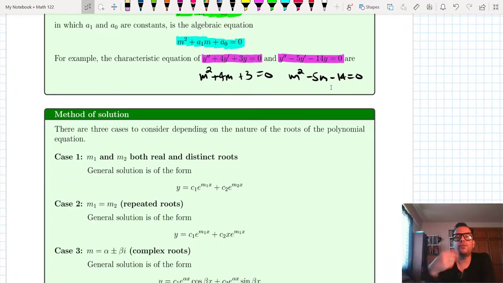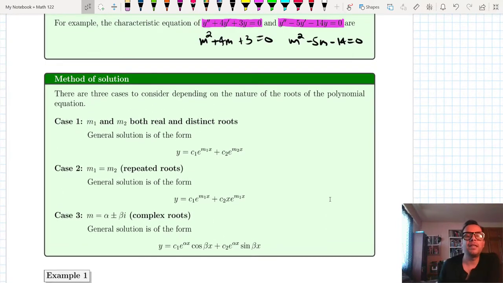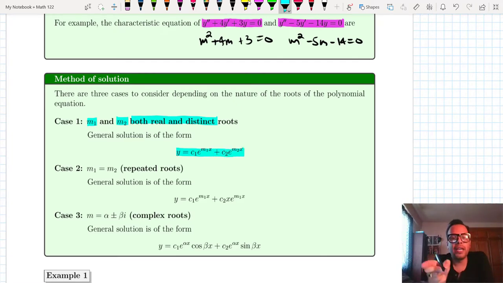And then we look for ways to factor that polynomial equation. So in this case, we're going to have 3 specific cases. So we solve the polynomial equation. And number 1, if the solutions to the equation m1 and m2 are both real and distinct, the solution will be of the following form: c1 e to the m1x plus c2 e to the m2x.